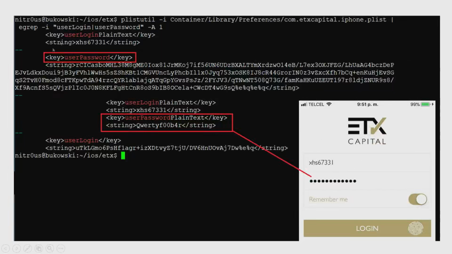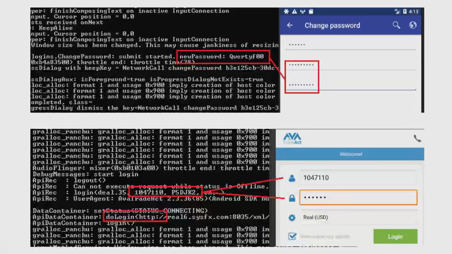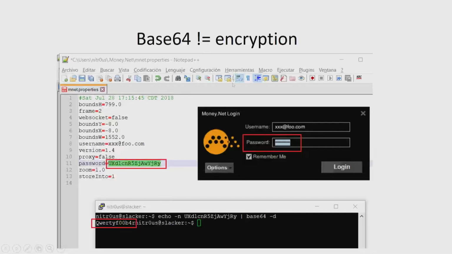Another one, user login in plain text, user password in plain text. This is stored in a configuration file in the phone. Another one, this is Plus500, change password. The new password is plain text. Plain text. Base 64 is not encryption.